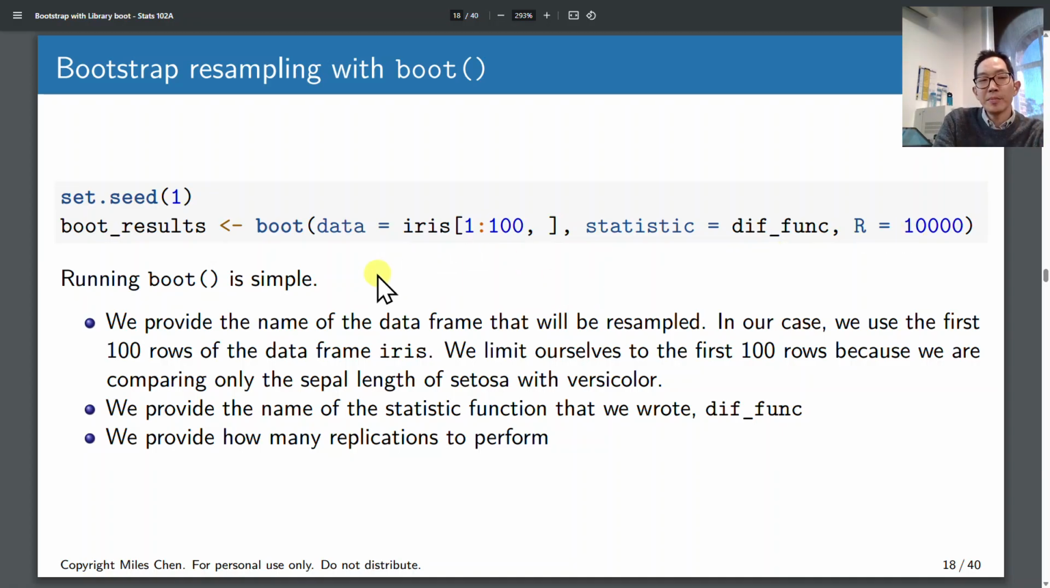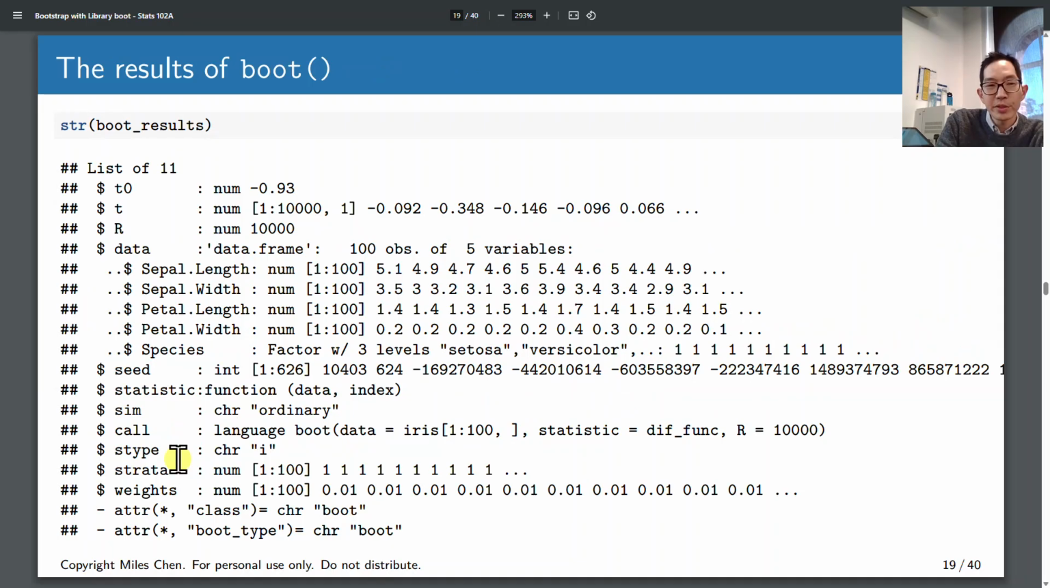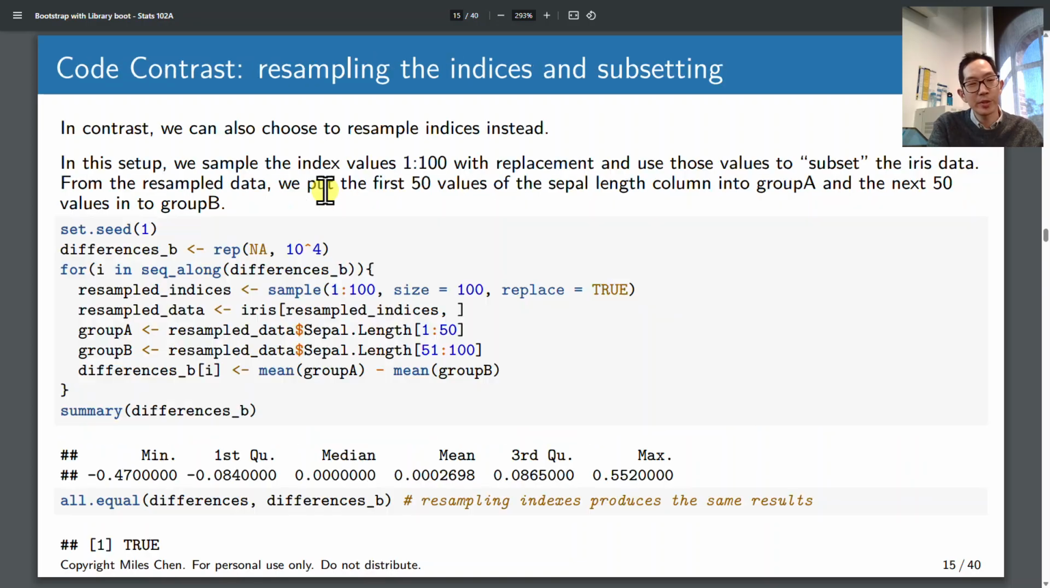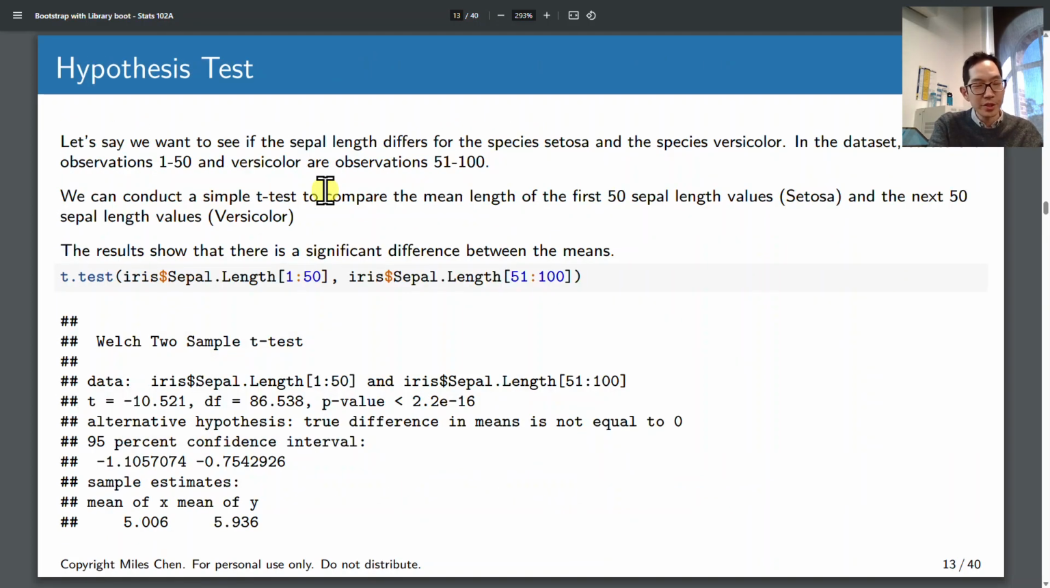Okay, and that's that. And so when we run it, I'm going to store it as boot results. Boot results comes back as a big list. A couple things. T0 is what you would get if you didn't do any bootstrap resampling at all. If you just passed the index 1 through 100. Okay, you didn't do any resampling. And so this is basically going to be your observed statistic, right? Negative 0.93 is just my observed statistic.